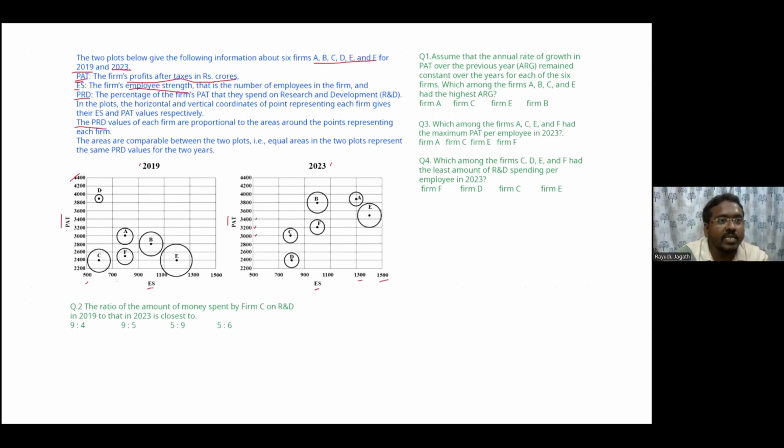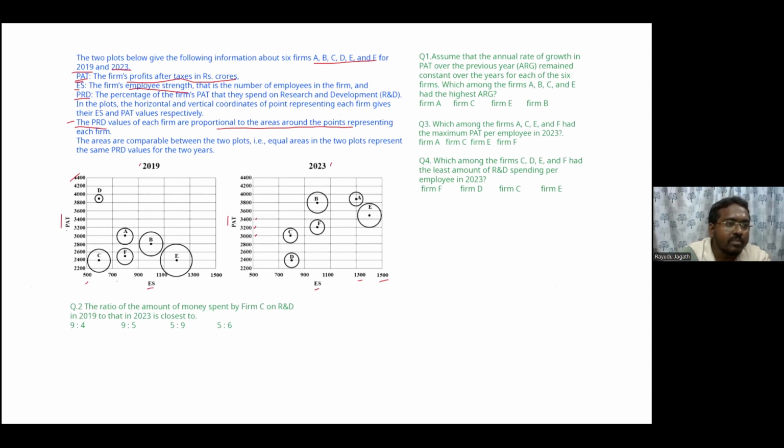the percentage of the film's PAT, profit after taxes, how much is utilized in research and development, is given in the form of representing each film. The areas are proportional to the areas around the points. Here, this is a very important point. The PRD values of each film are proportional to the areas around the points. Areas around the points. For example, here all these films we can discuss clearly.